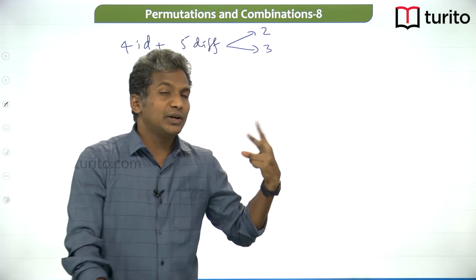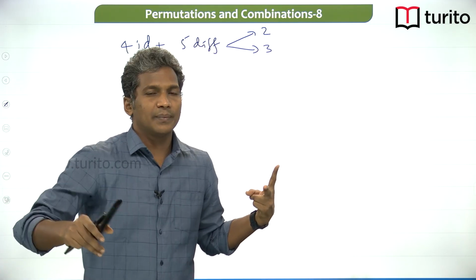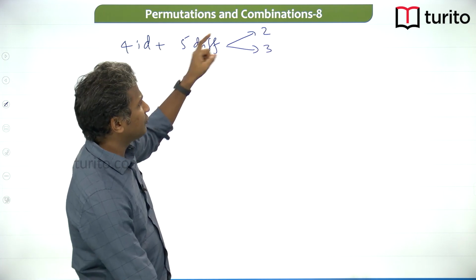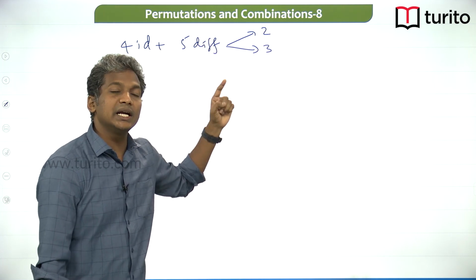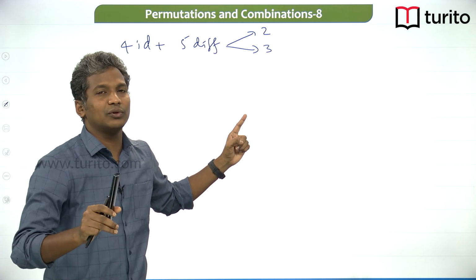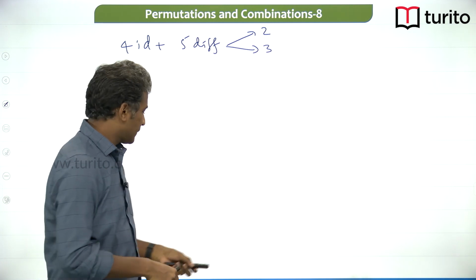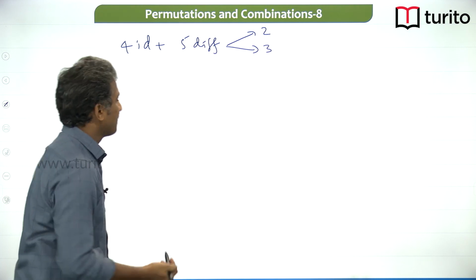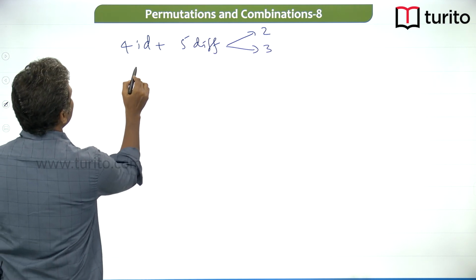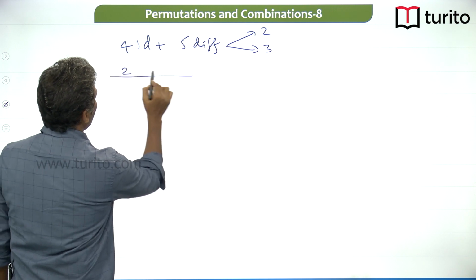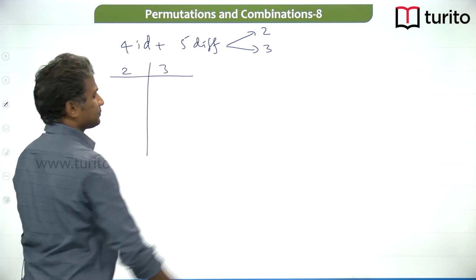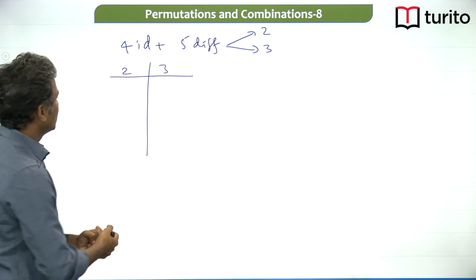Our focus is only 2 groups, but a third group will get formed. So here, when we are forming the first group, the second group does not get automatically formed. So we have to take cases for the second group. Okay, so let me start like this. Let's say my first group is 2 and the second group is 3. So what are the cases here?